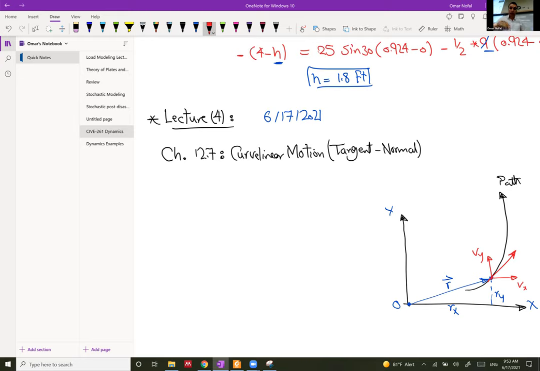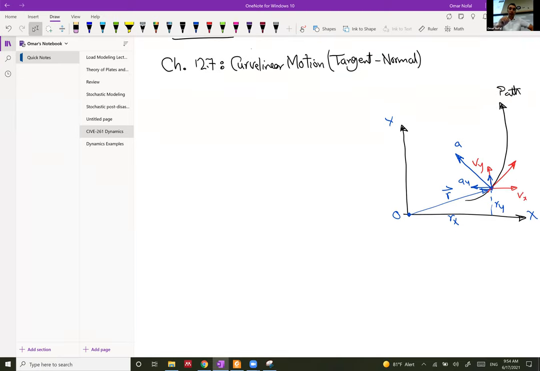Similarly, the acceleration could be in any direction like this, and it should also have ax and ay. This is for the analysis with respect to the Cartesian coordinate system. Today we will be using another coordinate system, which is called the tangent-normal coordinate system.